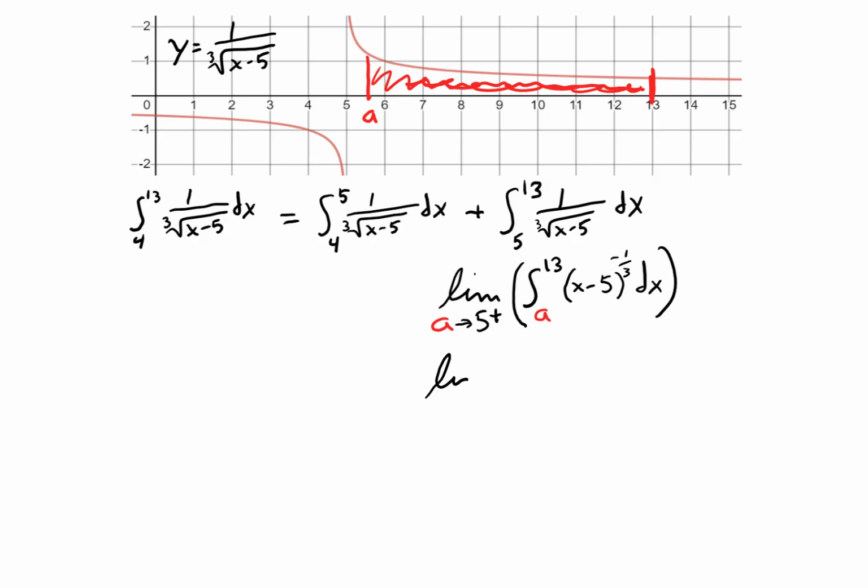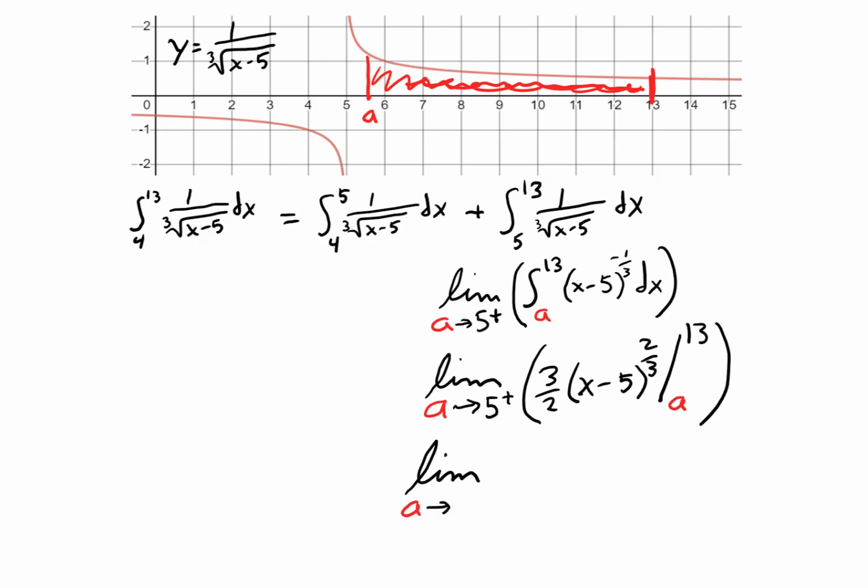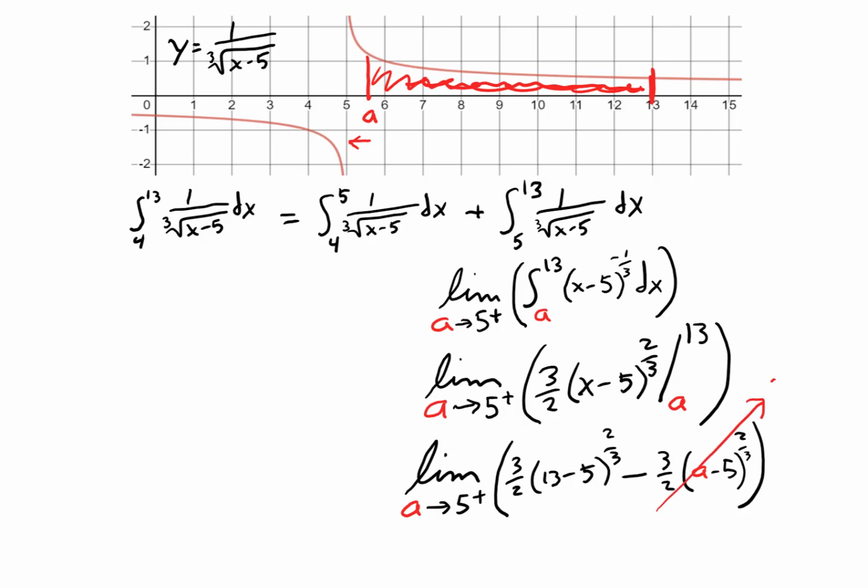The antiderivative can be found using a substitution u equals x minus 5. I'm not writing that here because it won't fit. The integral is 3/2 of the quantity x minus 5 to the 2/3 power. We evaluate it from a to 13 and then consider what happens as a approaches 5 from the right. As a approaches 5, the quantity a minus 5 to the 2/3 power approaches 0. This leaves 3/2 of 8 to the 2/3 power, which is 6.